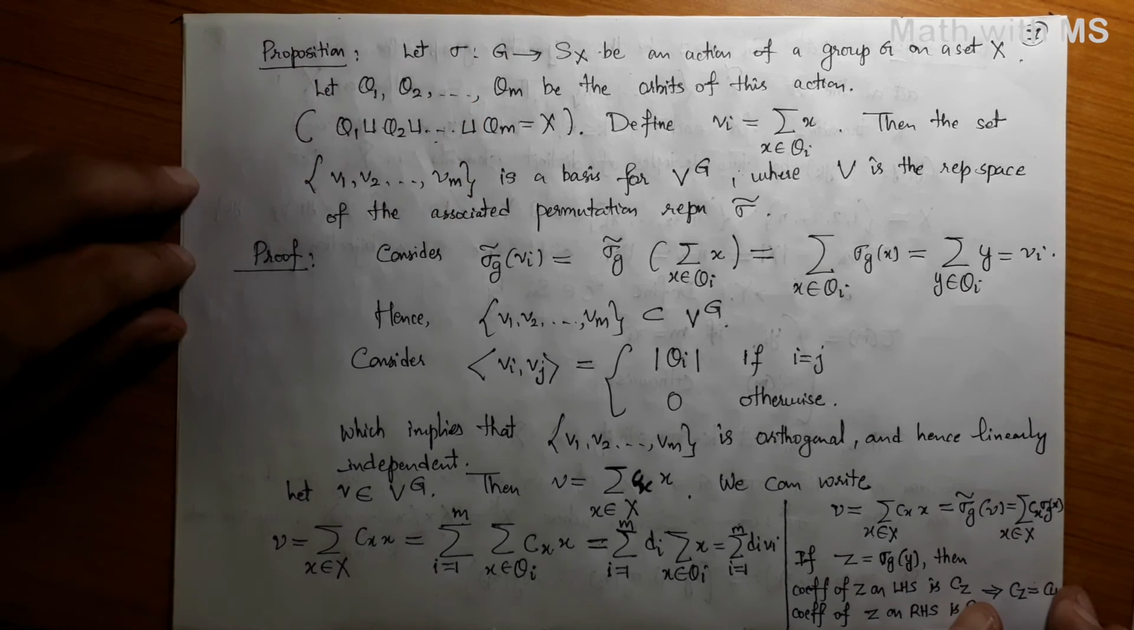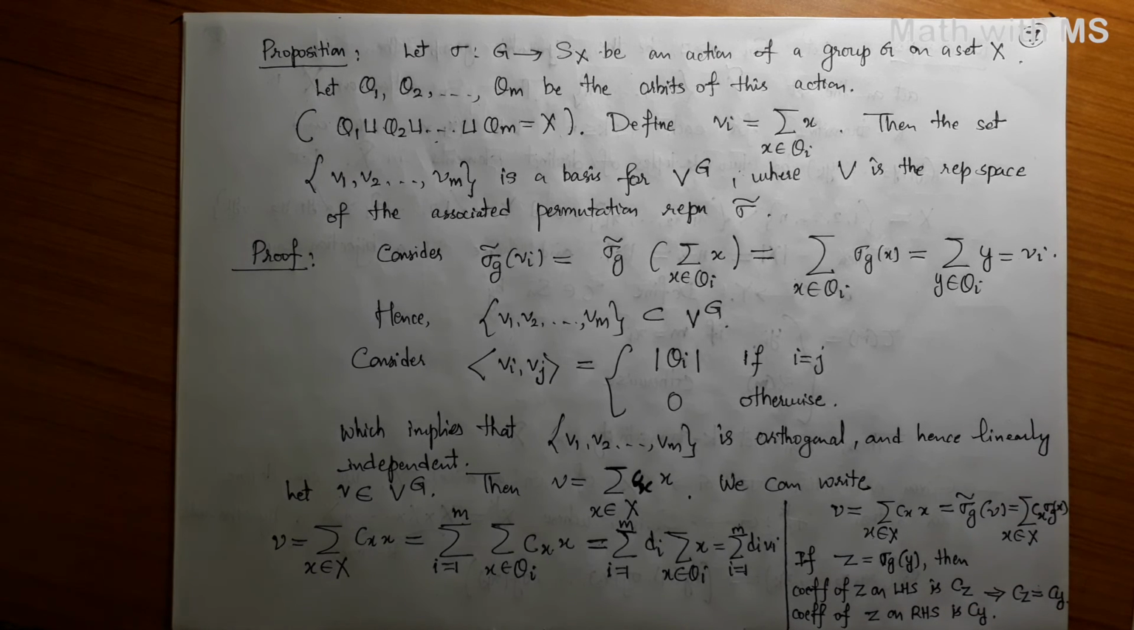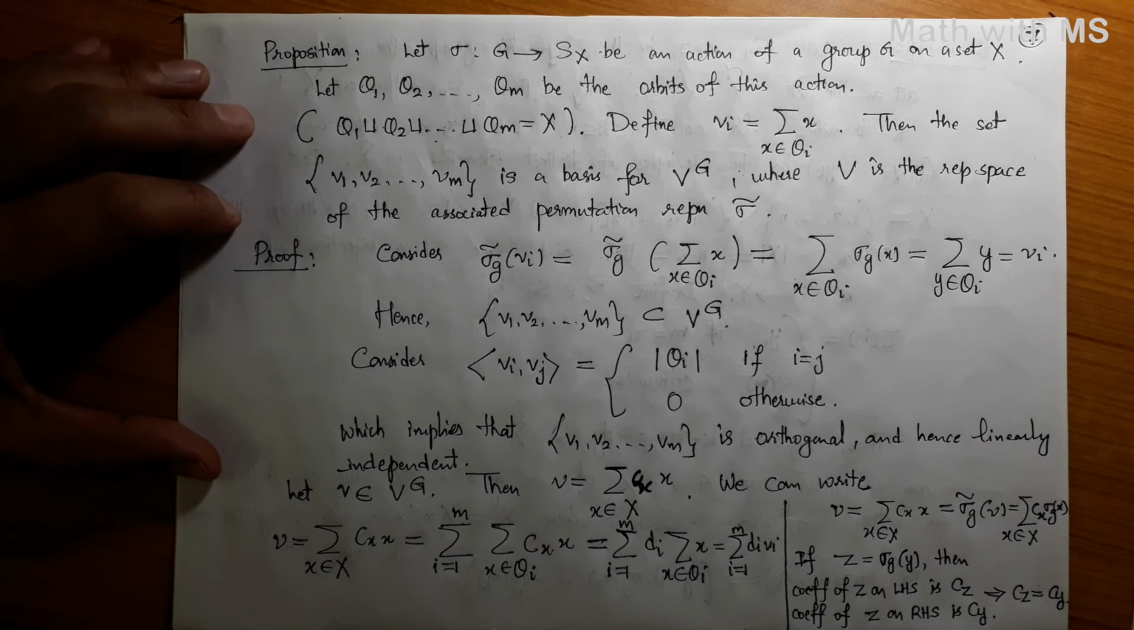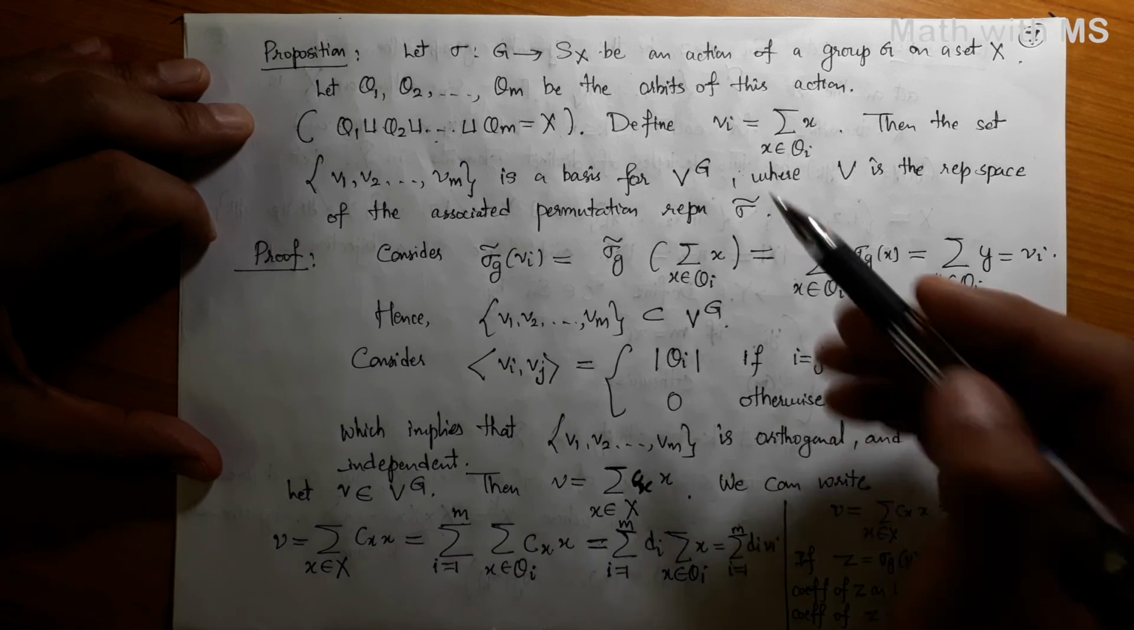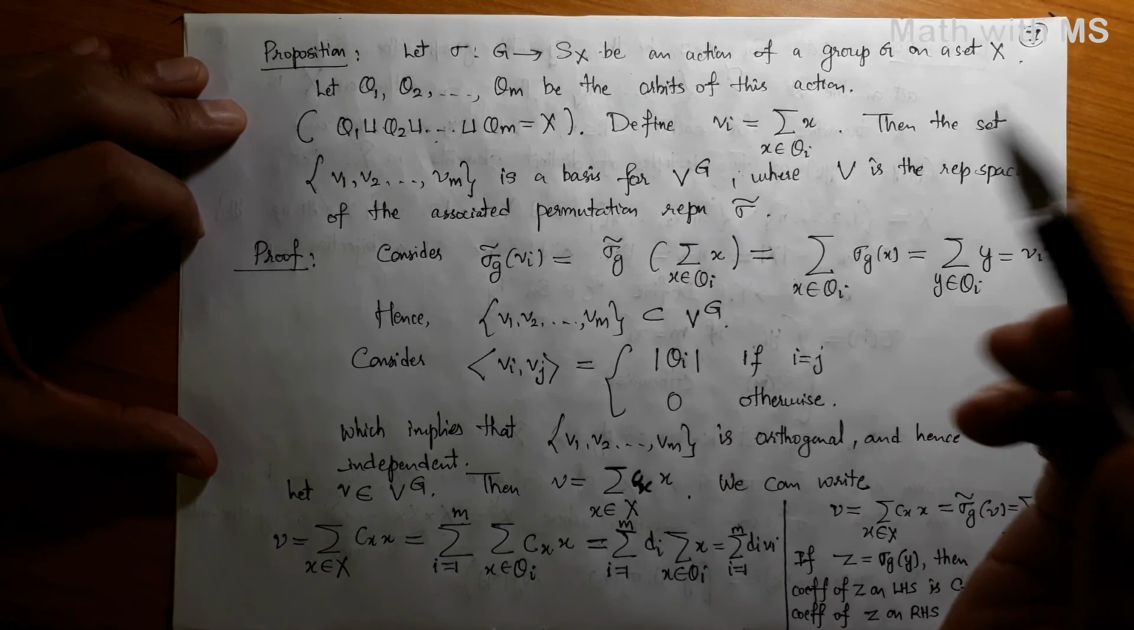Okay, so this shows that the dimension of the fixed space of the permutation representation associated to an action sigma is precisely the number of orbits under the action. Very interesting result. In particular, if your action is transitive, that is, the group has one orbit, in that case the dimension of the fixed space is just 1.